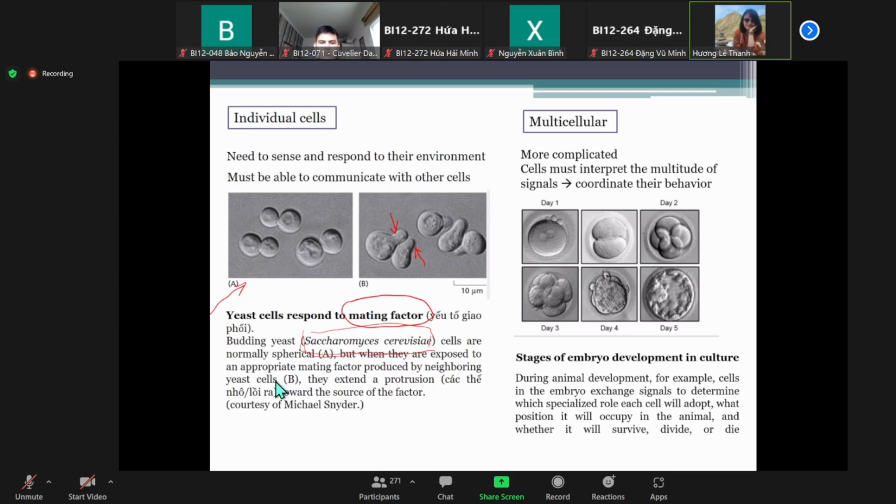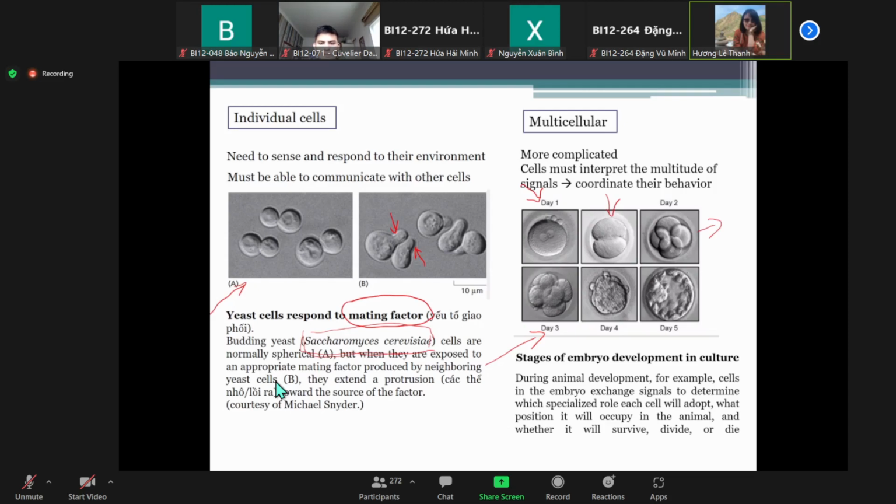Cells must interpret a multitude of signals to coordinate their behaviors. From day one, we just have the sperm and the egg cells, a complete gamete, and they divide into 2, 4, 8, etc. The cells in the embryo need to receive information from others, or from inside themselves, to define that this part will become the brain, this part the heart, and the other parts the skin.